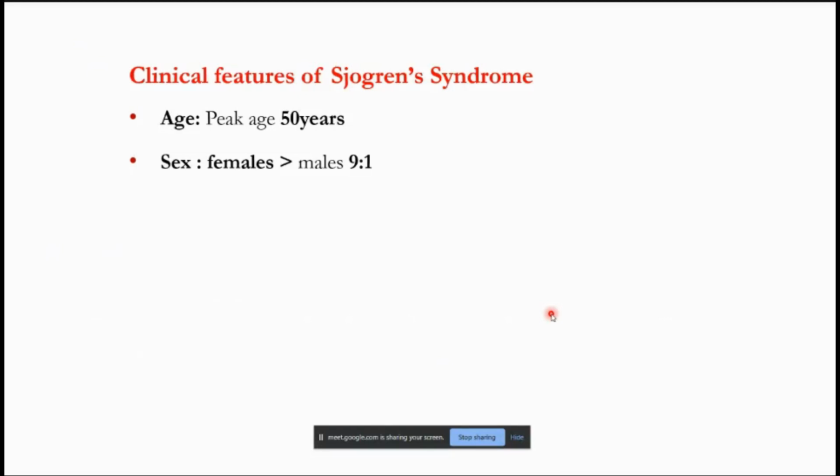Clinically, you see it at a peak age of 50 years, so it is a disease of older people. Females are very, very highly affected, and the ratio between females and males is 9:1.